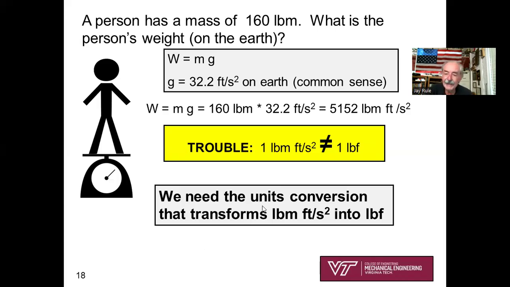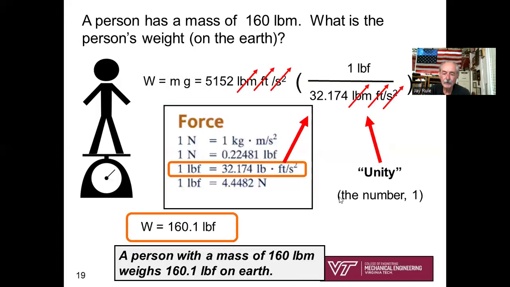Okay, so we need a units conversion. We've got to keep working on this, because we can't just say that's our final answer and, okay, grader or professor or instructor, you figure out the rest. That's a no-go. We've got to express our answer in pounds force. We need the units conversion. We're going to go to that one page, look in the force section, and discover this equivalency here. 1 pound force equals 32.174 lbm.